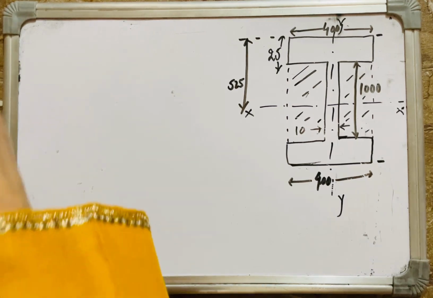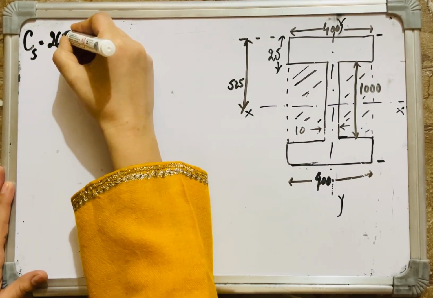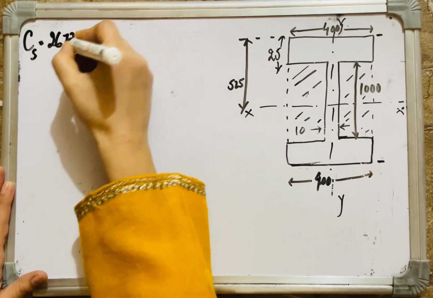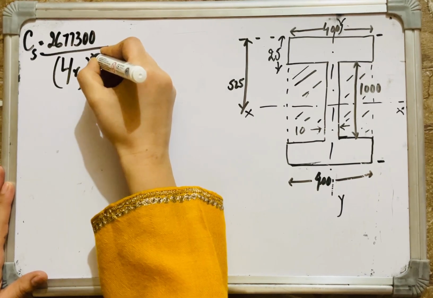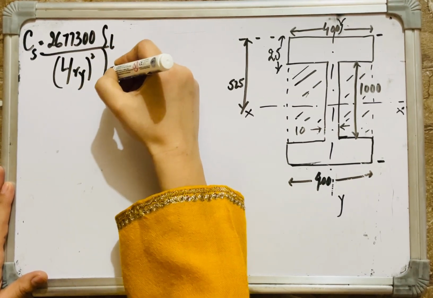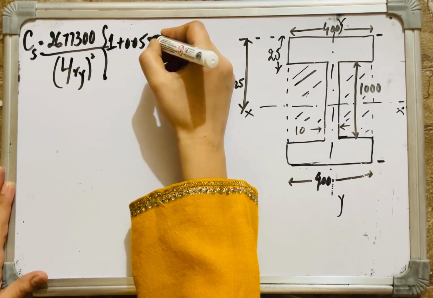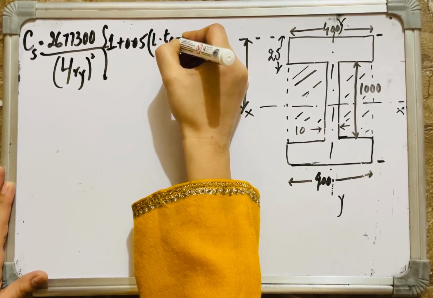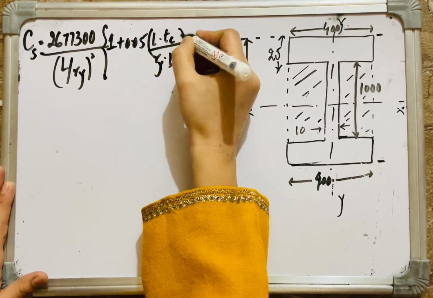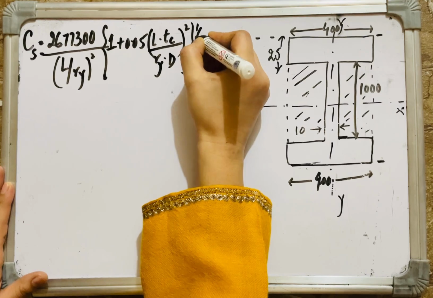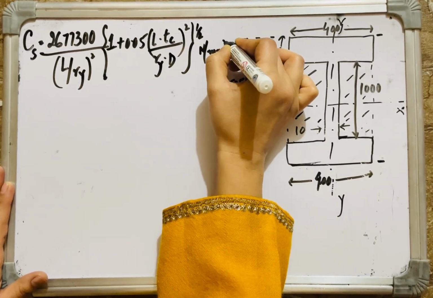Alright. Elastic critical stress equals 2677300 divided by L divided by ry, square of it, into the square root of 1 plus 0.05 L TC divided by ry d, square of it, raised to the power 1 by 2, and the units will be Newton per mm square.